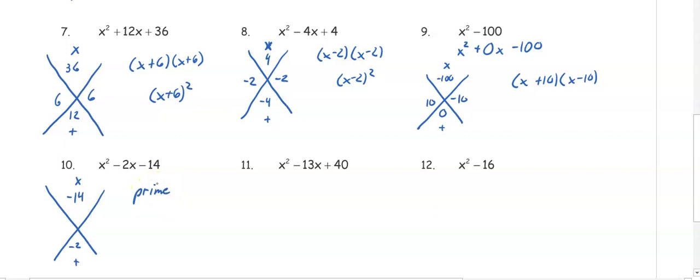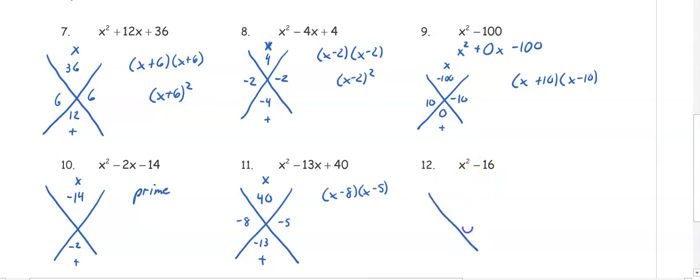Number 11, we want to multiply to positive 40 and add to negative 13. So two numbers that multiply to 40 and add to negative 13, both have to be negative, would be negative 8 and negative 5. So we have x minus 8 and x minus 5. In number 12, we again don't have a middle term, so we want to know what multiplies to negative 16 and adds to 0, so they need to be the same number, 4 and negative 4, so x minus 4 and x plus 4.